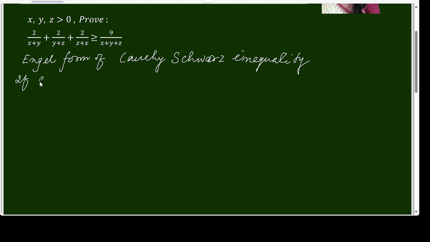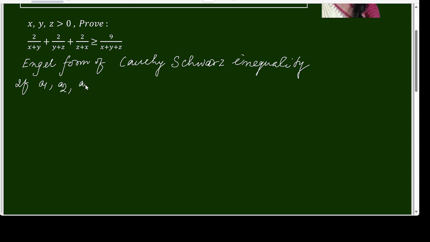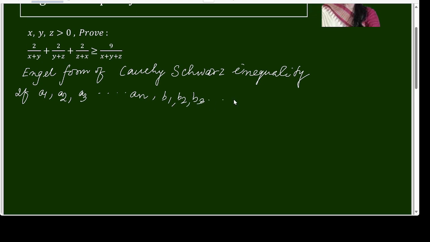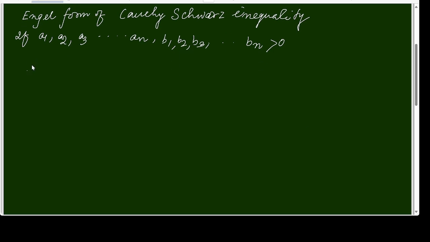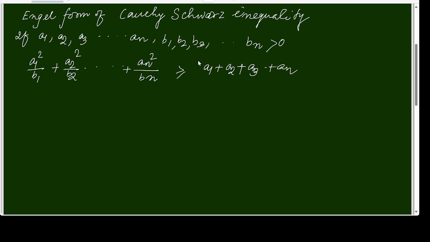If a1, a2, a3, maybe up to an are all greater than 0, similarly b1, b2, b3, up to bn, each of the numbers greater than 0, then the inequality says a1 square over b1 plus a2 square over b2 up to an square over bn is greater than or equal to a1 plus a2 plus a3 up to an whole square over b1 plus b2 plus b3 up to bn.